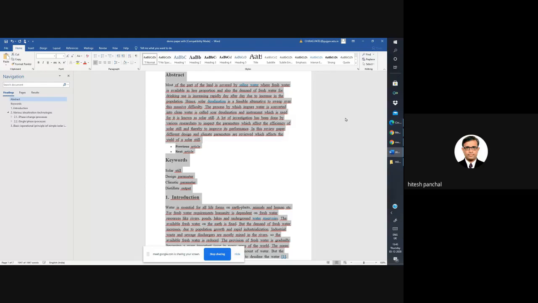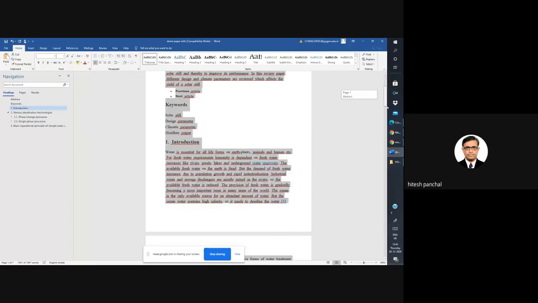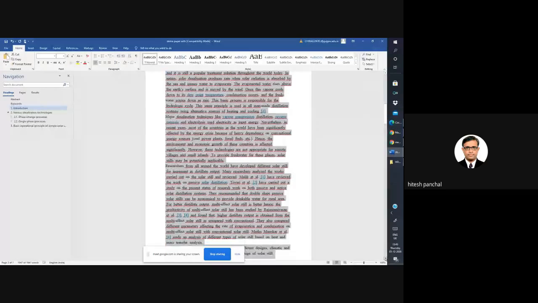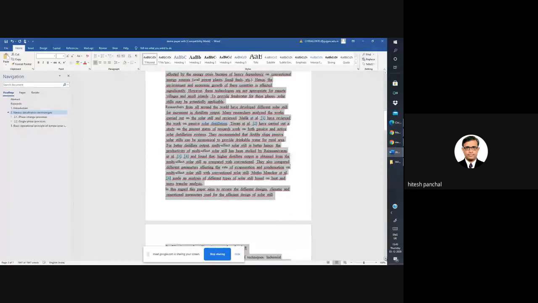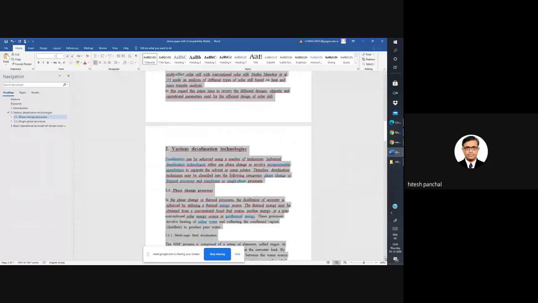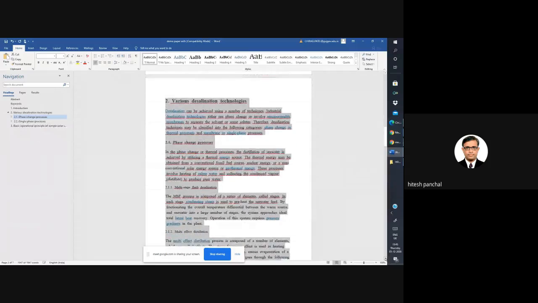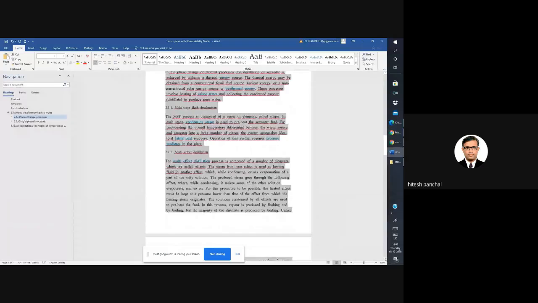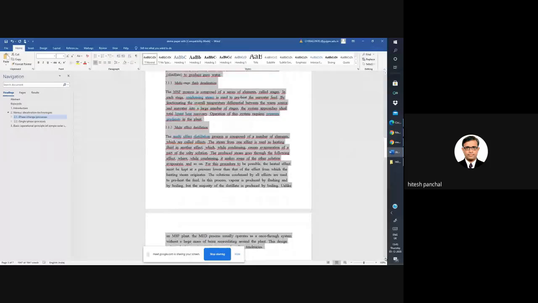But this is totally unethical, because without this, in 5 minutes you cannot remove the 100% plagiarism. Now I will check the same manuscript again in Turnitin.